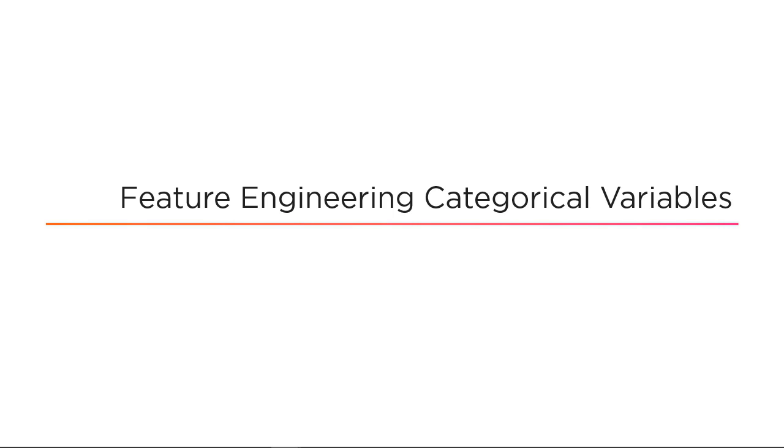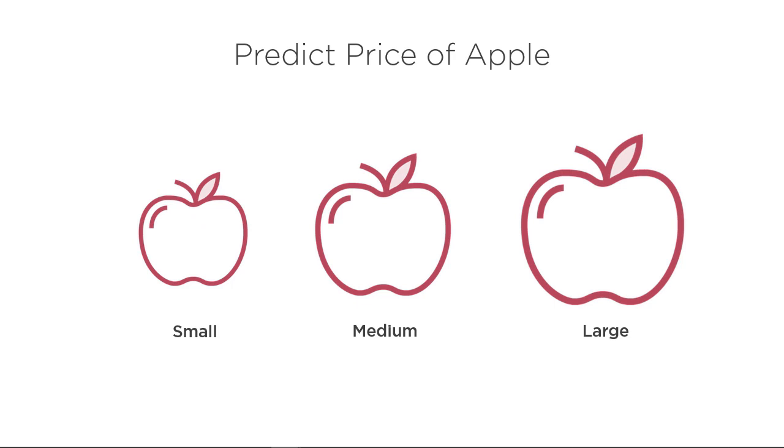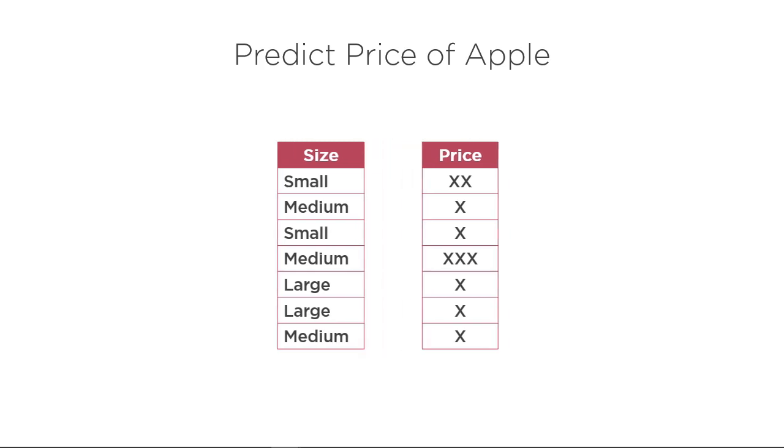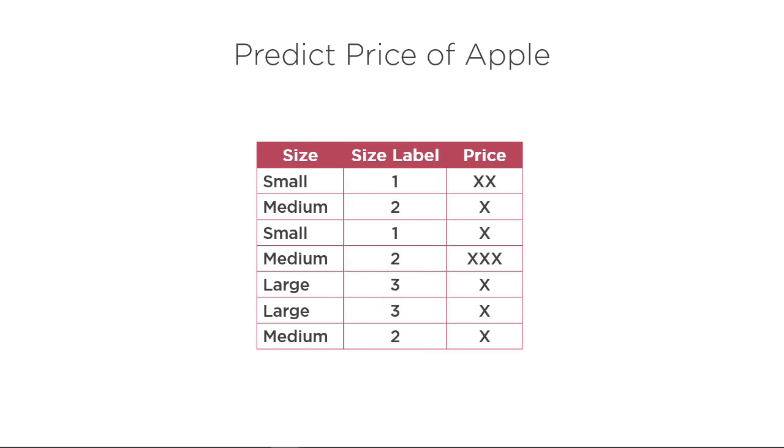Let's look at different feature engineering techniques for categorical variables. Say we want to predict the price of apple from its size. The first step is to transform the categorical values for size into numeric ones. So we assign the values 1, 2, and 3 for different apple sizes and train the model. This is called label encoding and it works perfectly well for this problem.